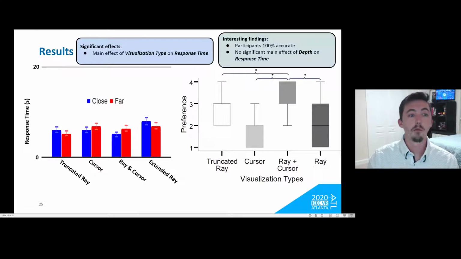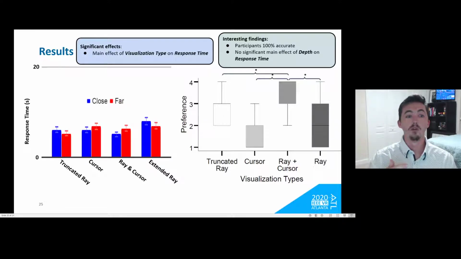So these show some of our results. On the left, we have response time versus these visualization modes. And what we see is that the ray and cursor visualization, the ray plus cursor visualization, offered the best performance for close targets. Truncated ray offered the best performance for far targets.